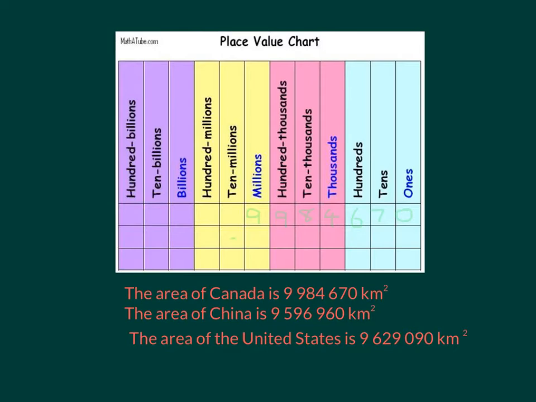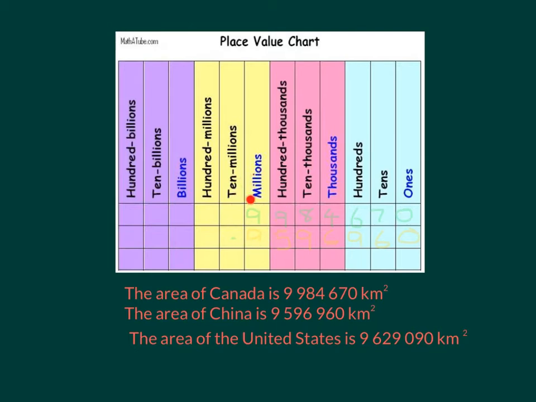So we put that number in our place value chart so we're able to see it. Let's look at the area of China. If we look at the area of China, we have again 9,596,960 kilometers. You look at those two numbers, and now when it's in a place value chart, it makes it a little bit easier to compare. So you can use a place value chart to compare.